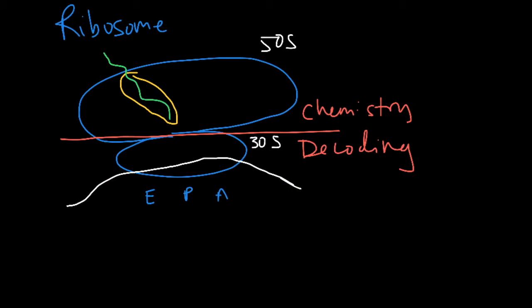So the mRNA comes in through the A site, it grows in the P site of the 30S subunit, and it exits at the 50S subunit side. And remember that the chemistry, or the peptide bond formation, happens in the 50S subunit side, and the decoding, or the matching of codons to the anticodons, happens in the 30S subunit side.